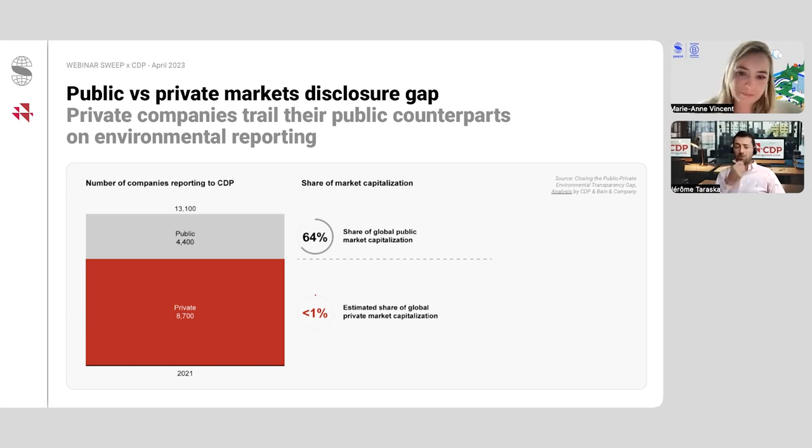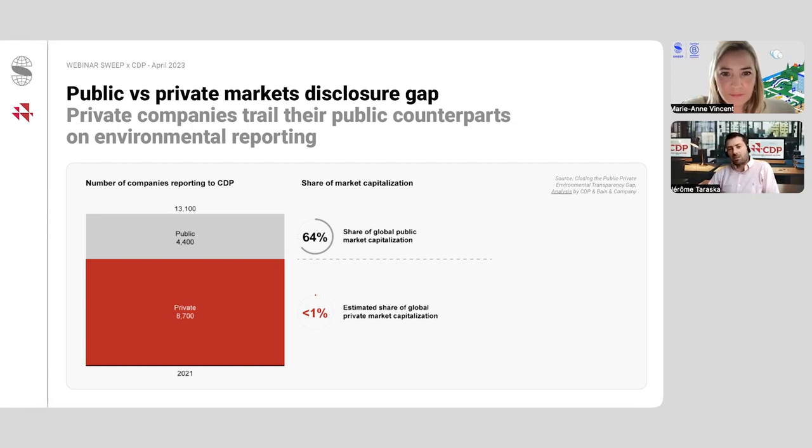What I'm going to present today is some work that CDP has been doing. As I introduced CDP earlier, I mentioned that the NGO has been collecting data for about 23 years. Initially, we worked mainly on listed companies because that's where the negative impacts on climate change are concentrated. They are the ones with the largest emissions.